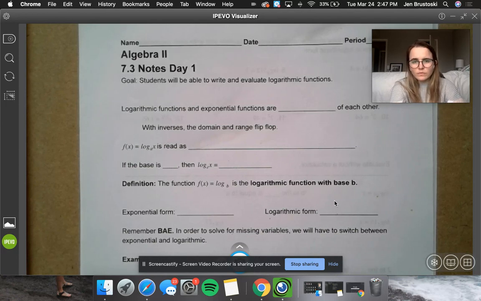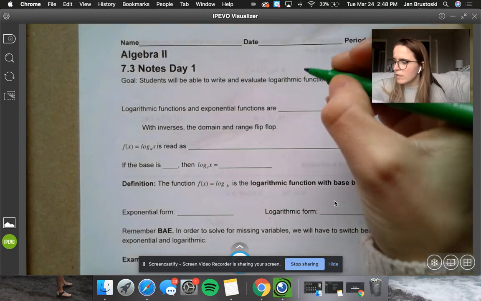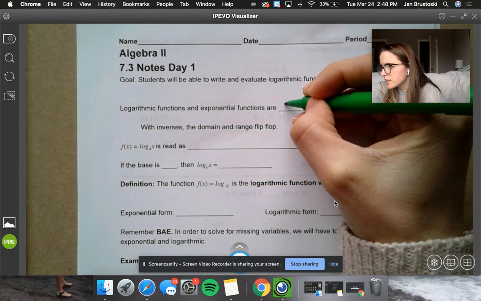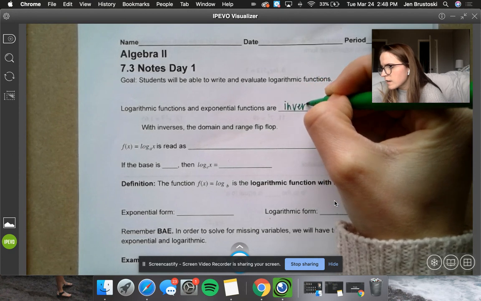So we're gonna talk about the relationship between logarithmic and exponential functions. First and foremost, we need to know that logarithmic functions and exponential functions are inverses of each other.